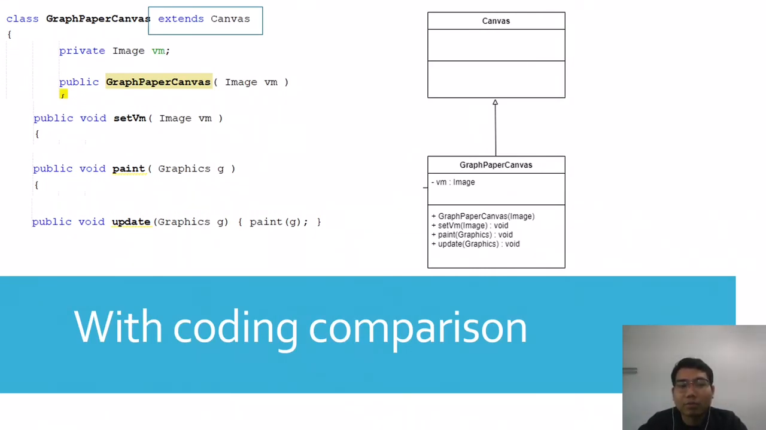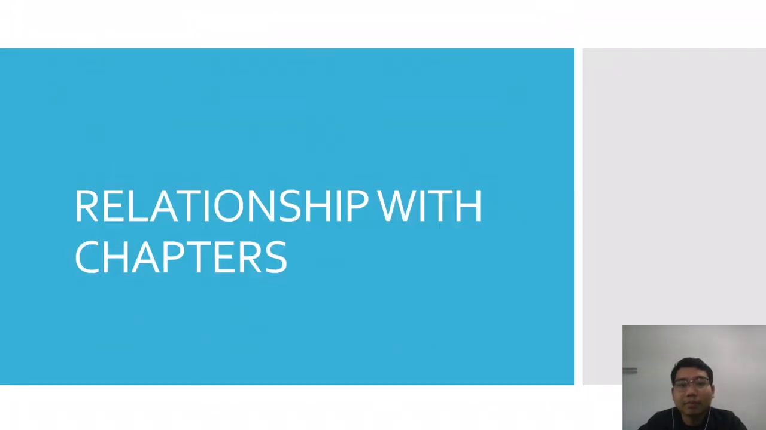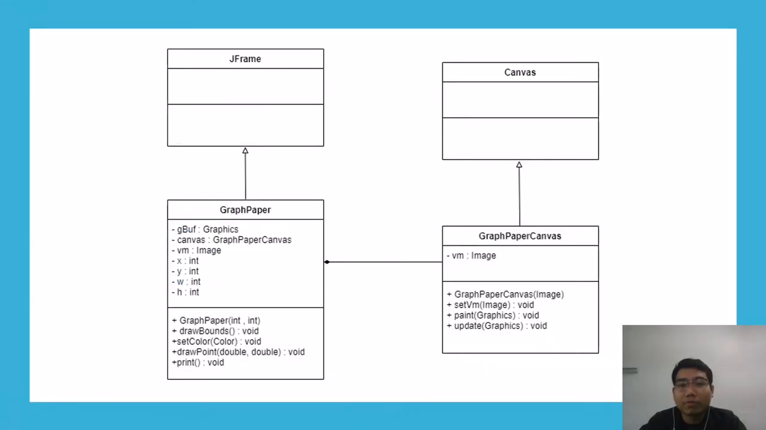Right. So next, we have the relationship with chapters. In this presentation, I would like to explain the relationship of our coding, or our UML, with all the chapters that have been taught in this course. So first, as you can see, this is our main UML class diagram.